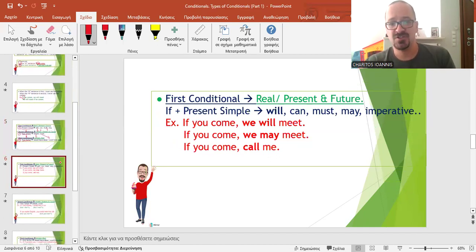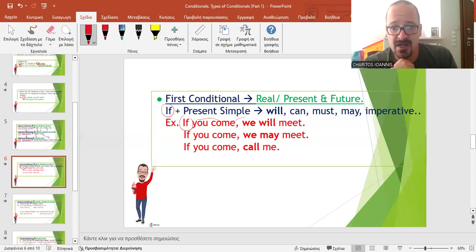So we said that the first conditional shows something real in the present and future. To make the first conditional, of course, I need if, and then present simple, and then a modal, will, can, must, may, or an imperative, an order. For example, if you come, which is present simple, we will meet. If you come now or tomorrow, so present or future, we will meet. This is what I want to do, so it's real.